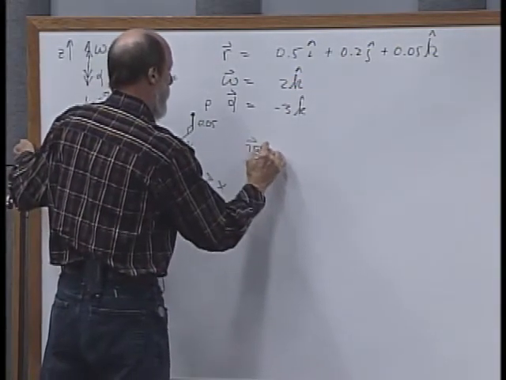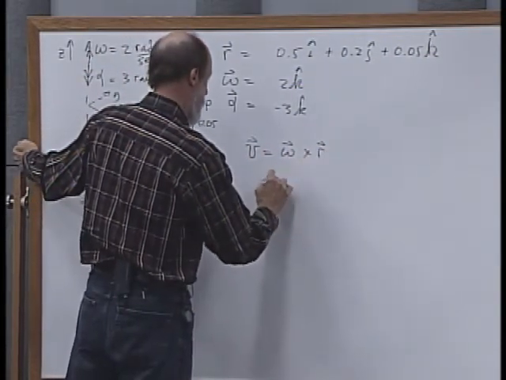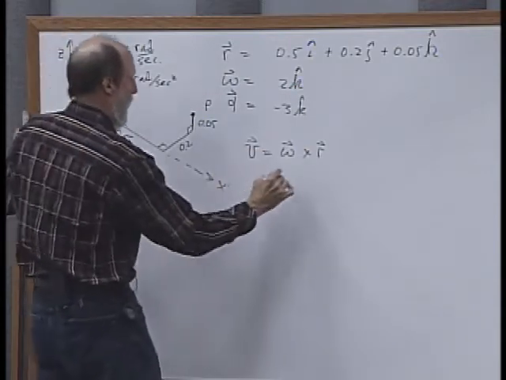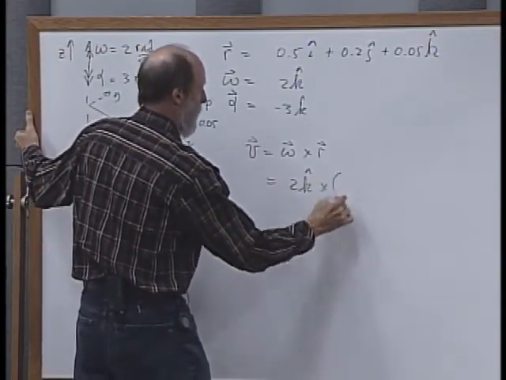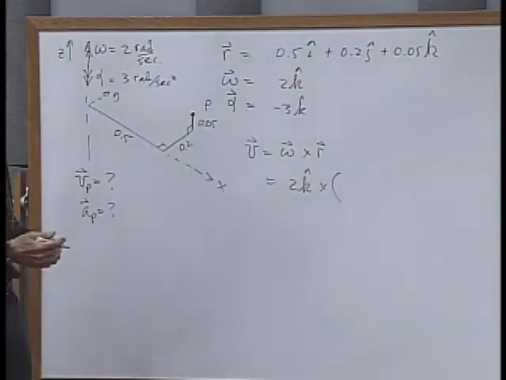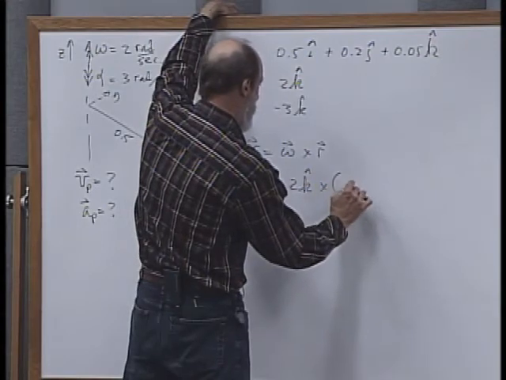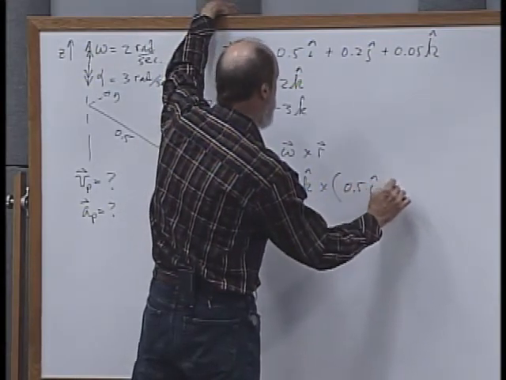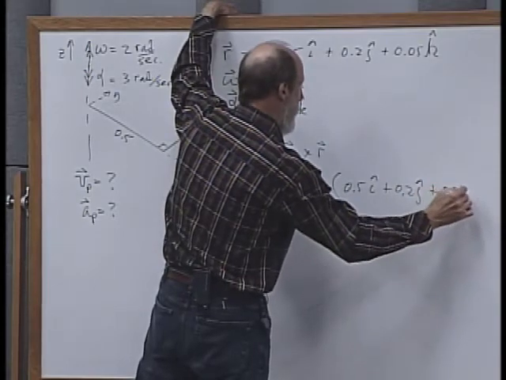So to find the velocity, it's omega cross R. This is a very elementary problem, but I wanted to go through this with you just to make sure your vector algebra skills are in place. Omega cross R: 0.5 I, 0.2 J, 0.05 K.